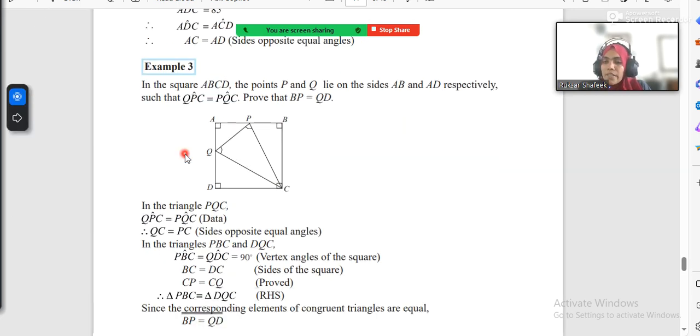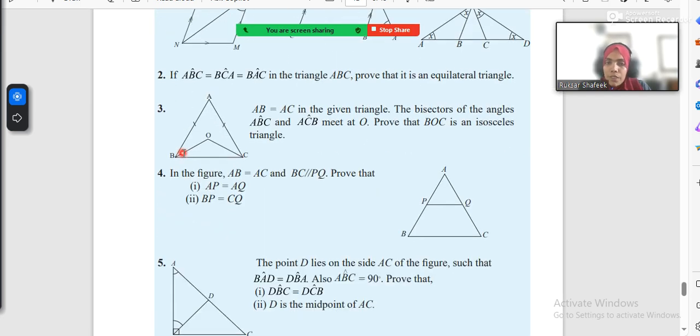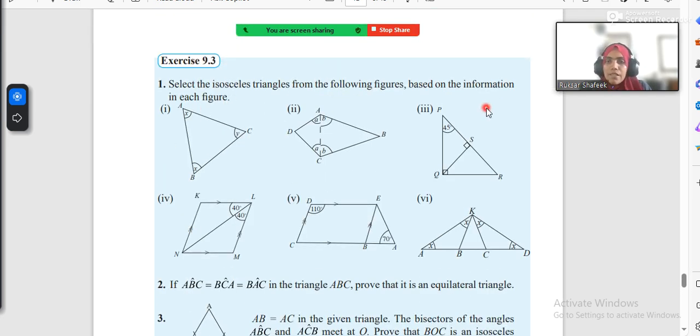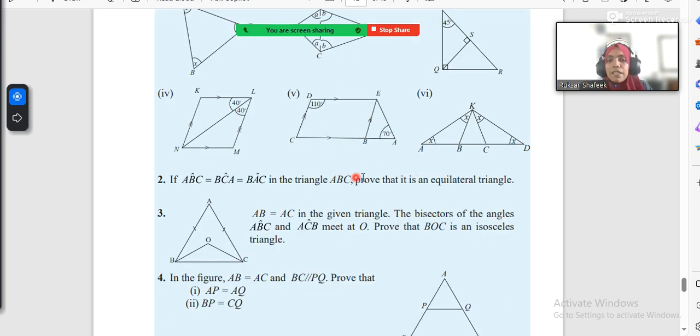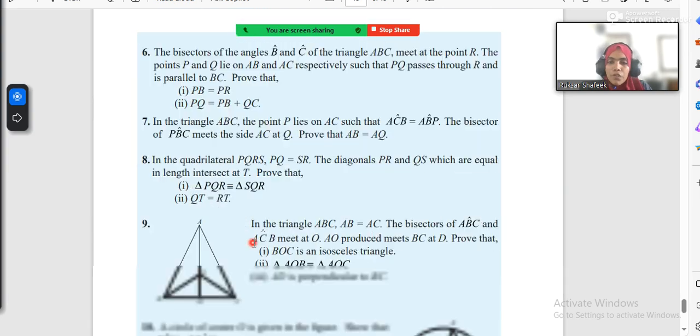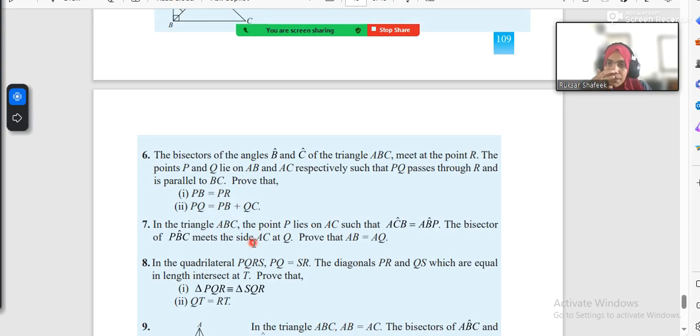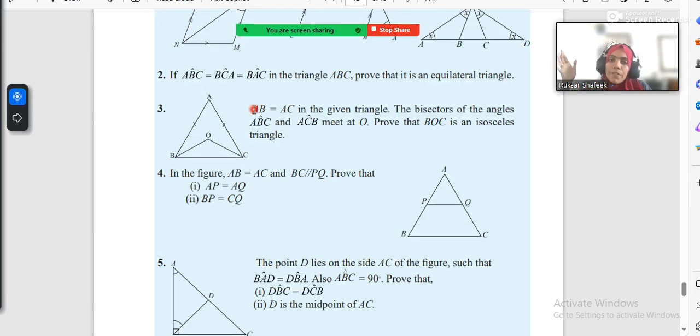Moving into exercise 9.3. In this question we have different types of parts: first selecting the isosceles triangles, and then proving that a triangle is equilateral. Let me pick one question so that we can work it out together. Let's go with the third question. AB is equal to AC in the given triangle. The bisectors of the angles ABC and ACB meet at O. Prove that BOC is an isosceles triangle.